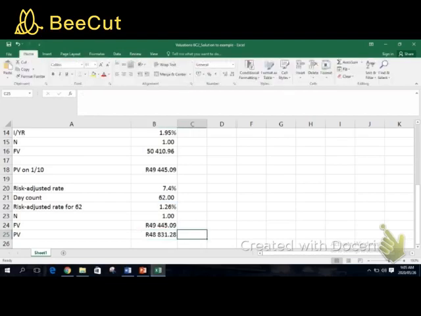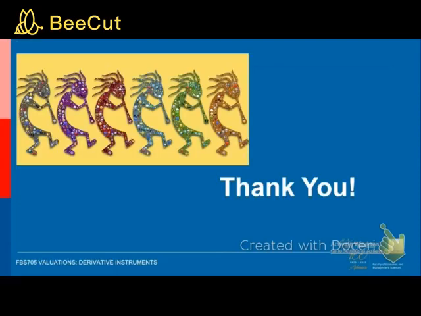What would you classify this as? A financial asset or a financial liability? In this case, it would be classified as a financial asset because we are entitled to receive this because it is a benefit. And so that cash settlement, the benefit on 31 July, the fair value of that is 48,831 Rand and 28 cents.